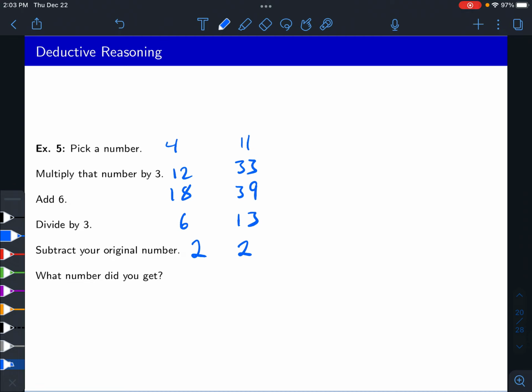All right, let's just do one more. I'll do it kind of quickly. Let's do 100, just 'cause. So multiply by 3, add 6, divide by 3, subtract 100, and we get to 2 again. So if I were to use inductive reasoning here, it looks like no matter which number I pick, I'm always going to get 2. So we're still using inductive reasoning, just examining a couple of specific examples and saying, oh, we're always getting to 2.